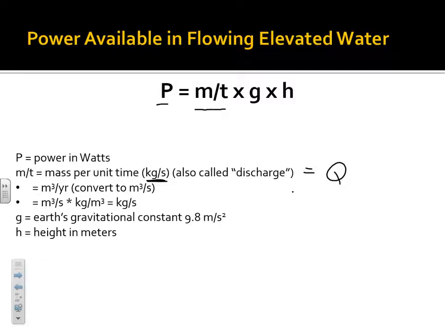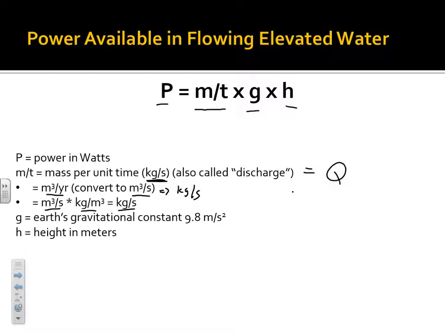You will very rarely actually have kilograms per second given. You could have cubic meters per year, which you can convert to cubic meters per second, which you can then convert to kilograms per second with the simple conversion of density. Maybe it's given in cubic meters per second, and then you know how many kilograms per cubic meter there are, the density of water, and that'll give you kilograms per second. So at any rate, you have to end up with kilograms per second if you're going to do this calculation. G is the force of gravity, H is height or head, in meters.